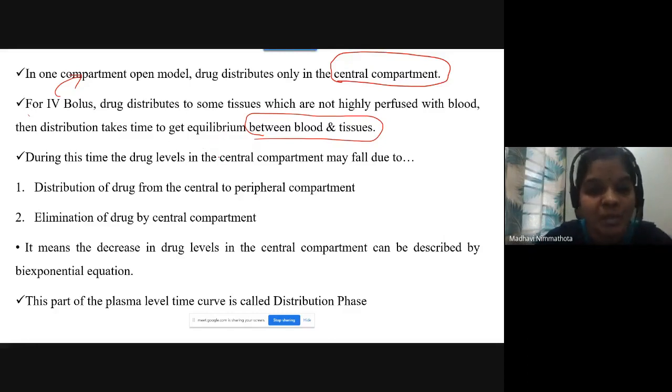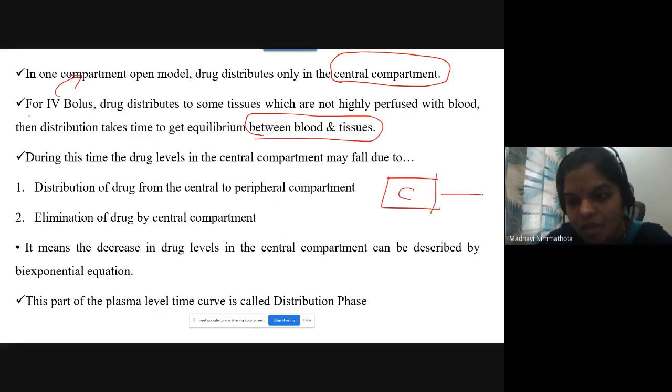What are the possible parameters that cause some delay of time? Distribution of drug from the central to the peripheral compartment and elimination of drug from the central compartment. See, in this multi-compartment open model, this is central and this is peripheral. Okay, see ma'am, in case of one compartment open model, you have to remember only the central compartment. Here, all the processes happen only through the central compartment. There is no peripheral, only one compartment, right?